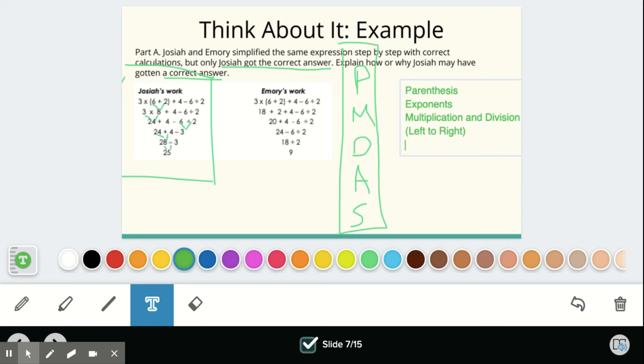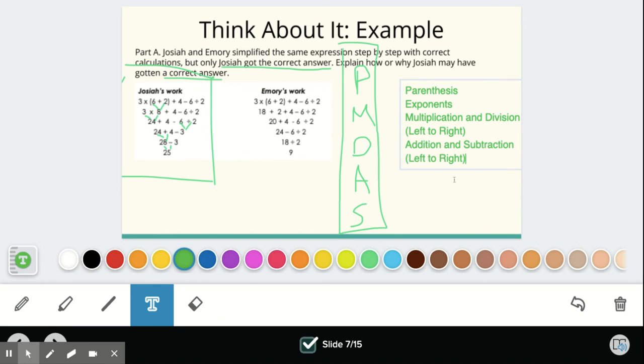Okay, so the next thing that Josiah did was add. And this is very similar to multiplication and division: you want to do addition and subtraction. And again, just like multiplication and division, it's whichever one happens first from left to right. Okay? And this is a really useful strategy for all order of operations.